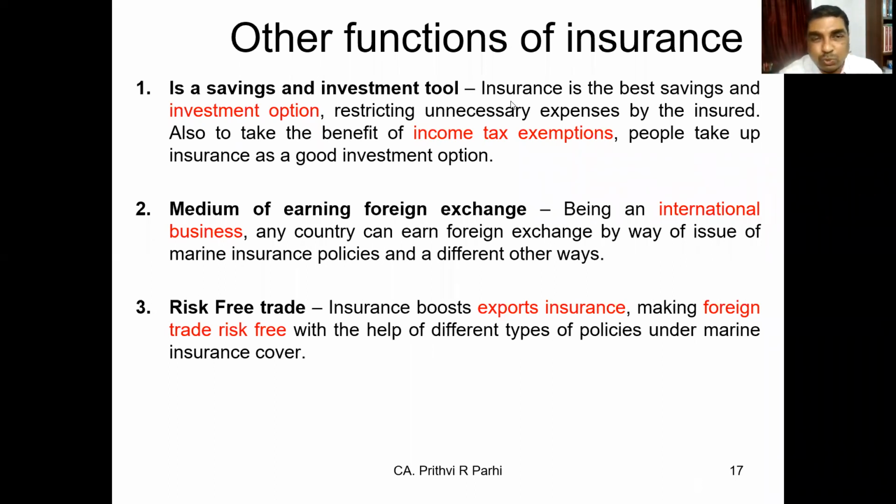Again, insurance is also a source of earning foreign exchange. Many insurance companies in our country are also exporting their services. So they also promote international business. And through insurance business, it is also possible to promote export business, because export risks or international business risks can be insured with the help of insurance policies. There are various institutions that specifically cover this kind of risk. So these are some of the incidental or additional functions performed by insurance companies.